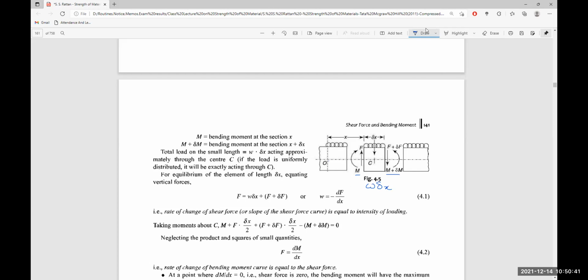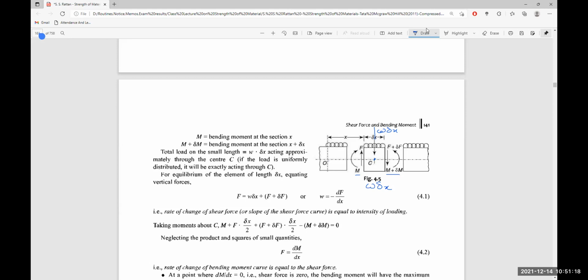Okay. Now, this load is acting approximately near the center C of the element. This is the line of action shown by this arrow. It is acting over the center C, and that is omega into delta x. Now, if we consider the equilibrium of this element, the force F is pointing upwards, the load omega delta x is pointing downwards, and F plus delta F is pointing downwards.